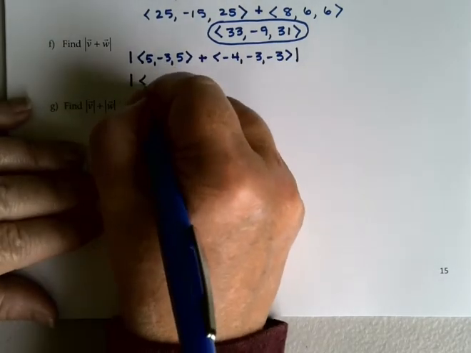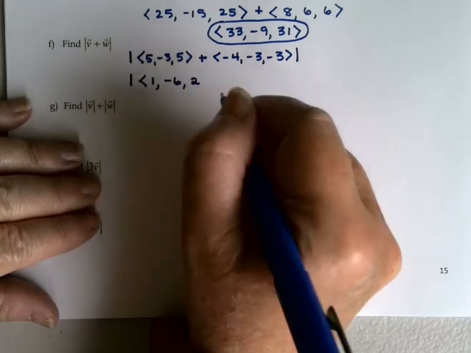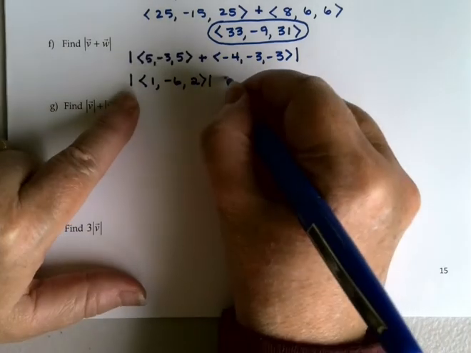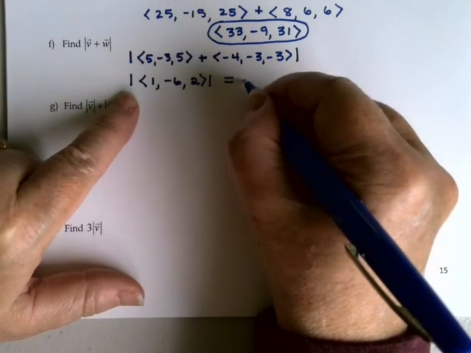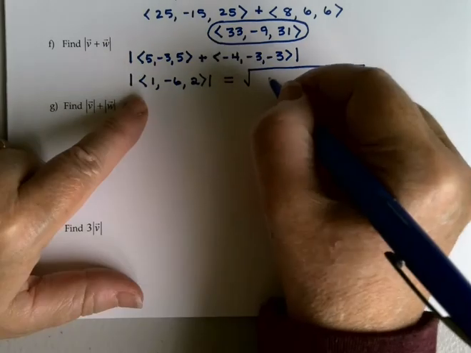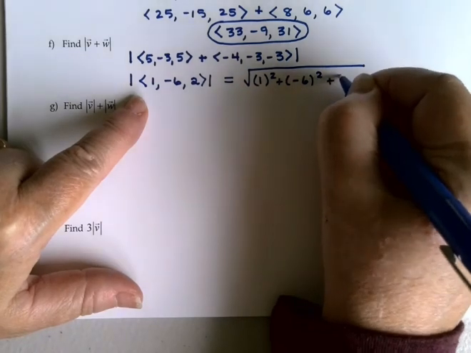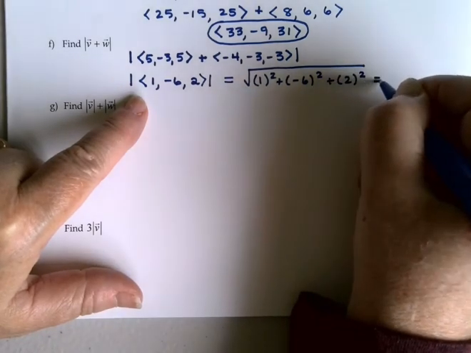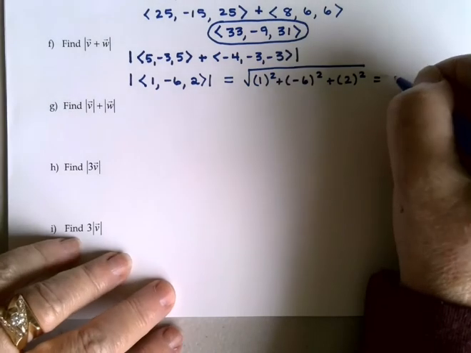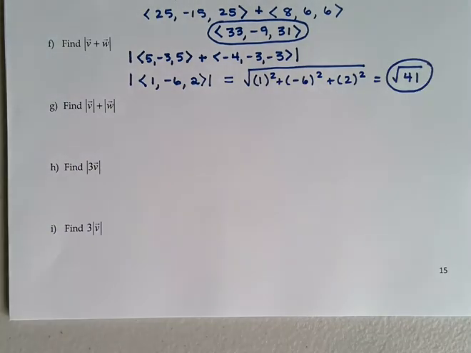That's the magnitude of 1, negative 6, 2. Now remember, to find the magnitude, you have to take the square root of the sum of the squares of each component. So 1 squared plus negative 6 squared plus 2 squared. That'd be 36 plus 4 is 40, plus 1 is 41. So that turns out to be the square root of 41.